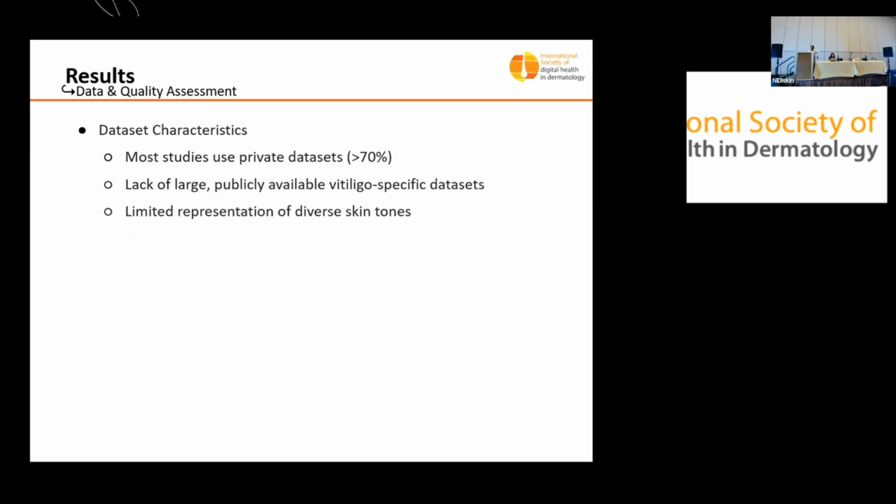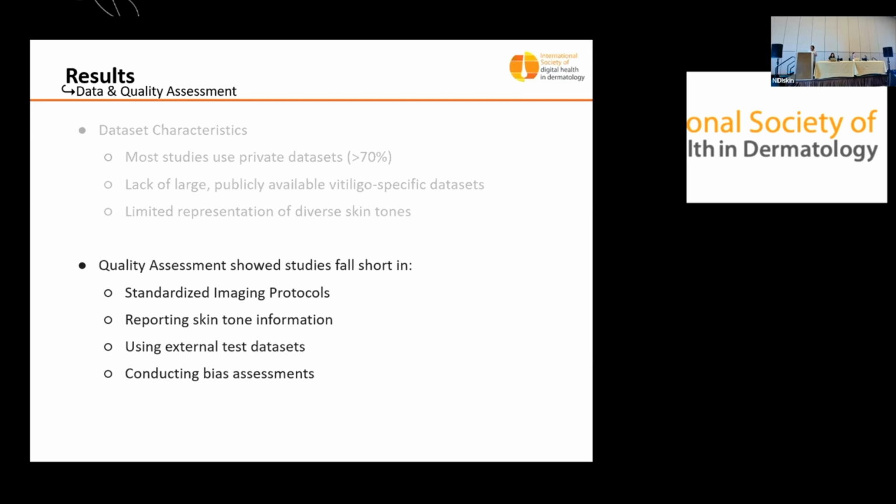And so we can see that all of these models are overall performing really well, but looking at the quality of these studies, I think that's also really important. A lot of these studies use private data sets, so data sets that we can't necessarily access, largely for security reasons. And so overall, there's a large lack of public vitiligo-based data sets for people to go and explore and validate the models that already exist. And there's a large lack of representation of diverse skin tones. A lot of the research is coming out of China and Europe, so not very many diverse data sets. And then other things that the quality assessment showed it was lacking in were standardized imaging protocols, reporting skin tone information, and external data sets.